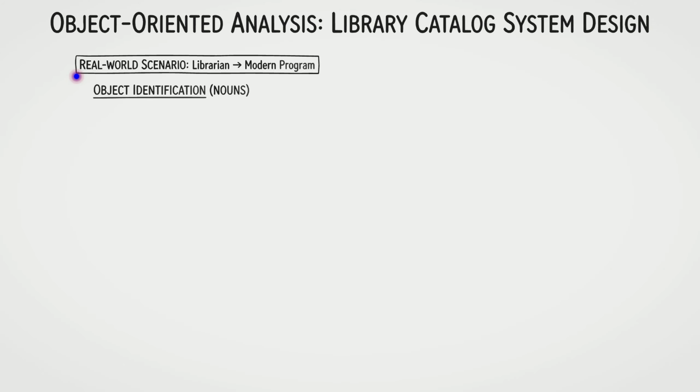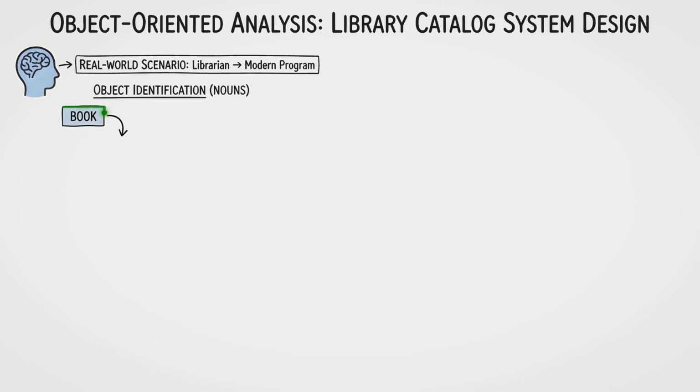Let's initiate the design of our library catalog system by applying object-oriented analysis. Our goal is to take a conceptual idea and transition from a real-world scenario to a modern program. To begin our analysis, we look at the requirements and start identifying nouns within those requirements. These nouns typically represent the objects that will make up our system.